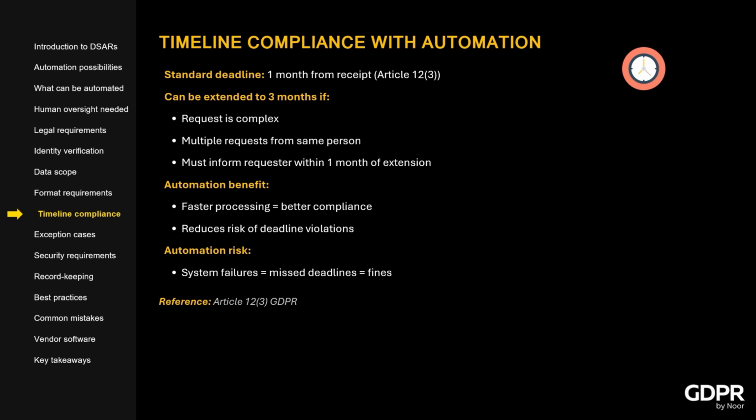Automation can speed up the process significantly by reducing manual data gathering time, often allowing you to respond well before the deadline. However, automation also introduces risk. System failure, missed notifications, crashes, or processing errors can cause deadlines to be missed without anyone noticing. A silent automated failure is still a GDPR violation.